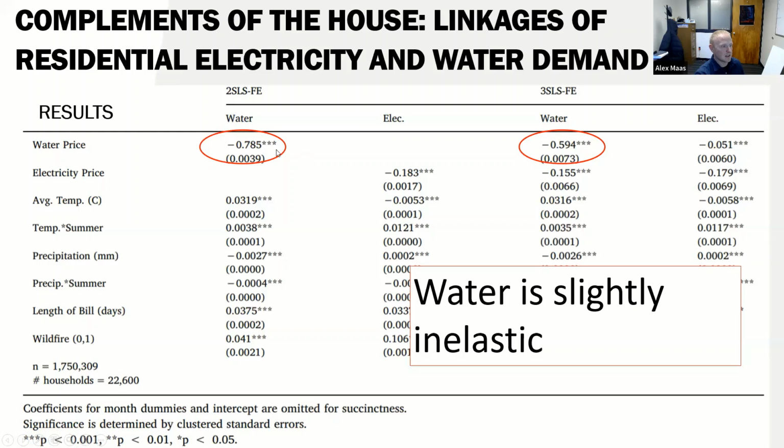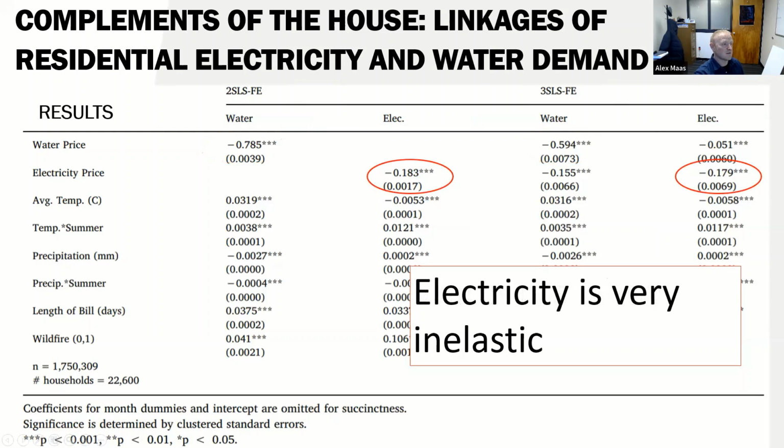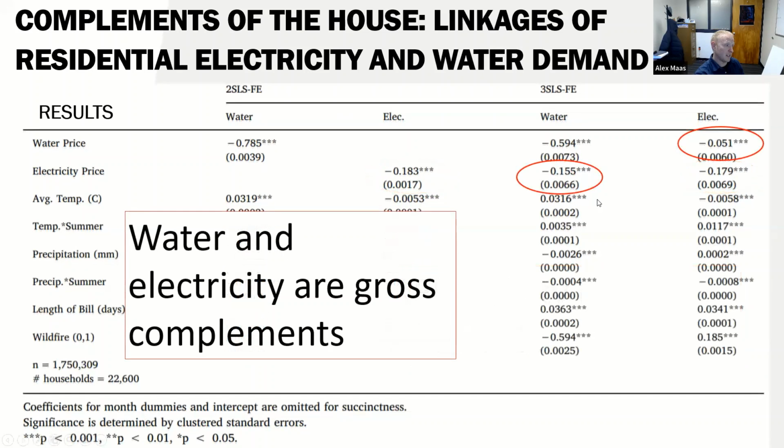So this would say it's inelastic. Electricity is very inelastic. This is much lower. You can think about these numbers as being the percent change in quantity due to a percent change in price. So if you move up price by 10%, we would only expect quantity to go down by 1.8%. Electricity seems to be very inelastic.